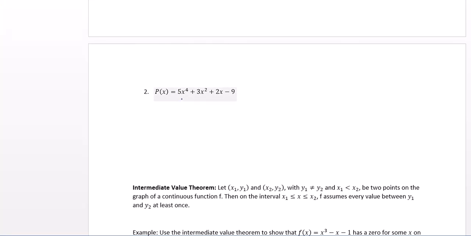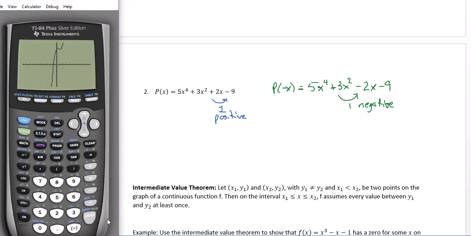So for p of x, positive, positive, positive, negative, there's only one change. If I look at p of negative x, I'll have 5x to the 4th plus 3x squared minus 2x minus 9. I'm positive, positive, one change to negative, and then I stay negative. Notice we cannot subtract an even integer from these to determine if there's more. Right? We're not going to have negative 1 real zeros. So let's graph it and check.